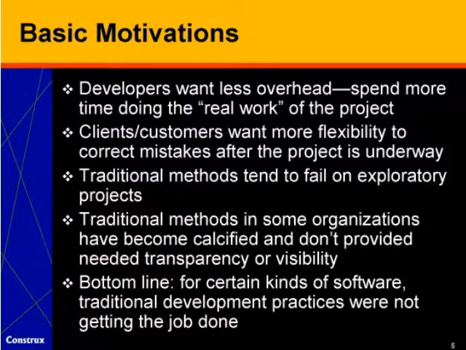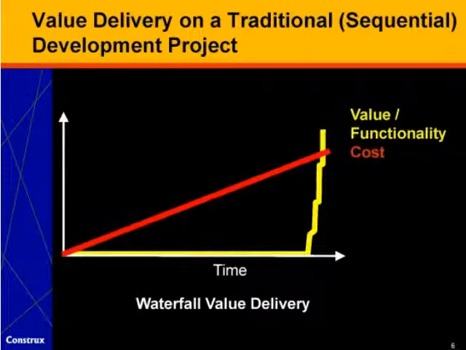The bottom line overall was that for certain kinds of software in certain organizations, traditional software development practices were not getting the job done. One of the ways to look at the motivations for agile is to look at the way that value was delivered on a traditional, that is a sequential or waterfallish kind of project. On a traditional sequential project, cost is incurred quite steadily as you work your way through the project. That is, as people work, their company pays for them and so on. Value, on the other hand, is not delivered in a manner that corresponds to the way the cost is incurred.